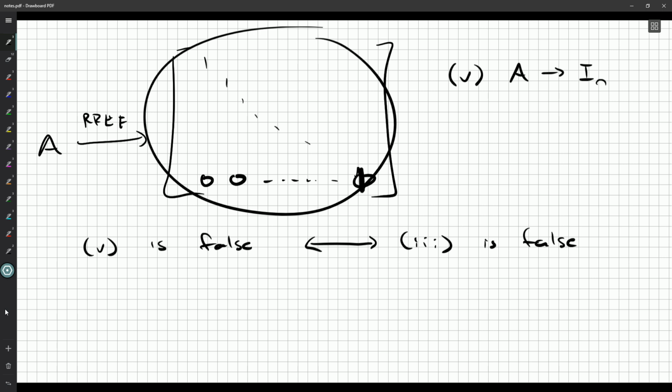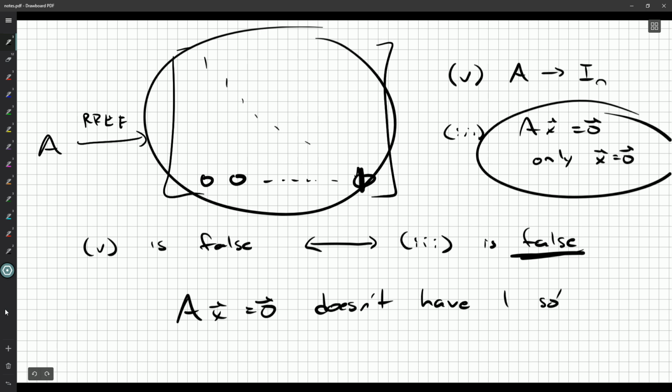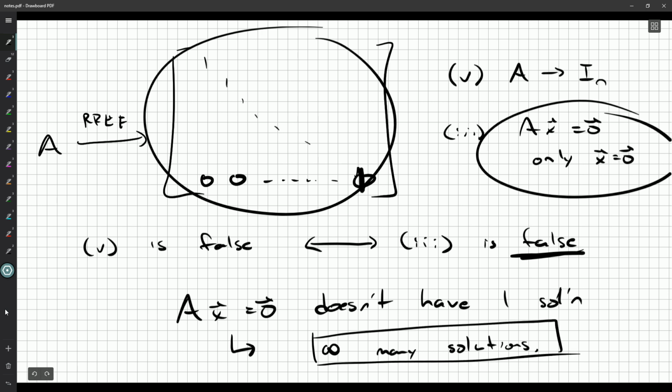What did statement 3 say? Statement 3 says that AX equals 0 has only the trivial solution. So only the one solution x equals 0. So I now know that that must be false. Okay. So this homogeneous system doesn't have only one solution. But it's a homogeneous system, so it must have infinitely many solutions then. And in that way, we were able to answer our question.